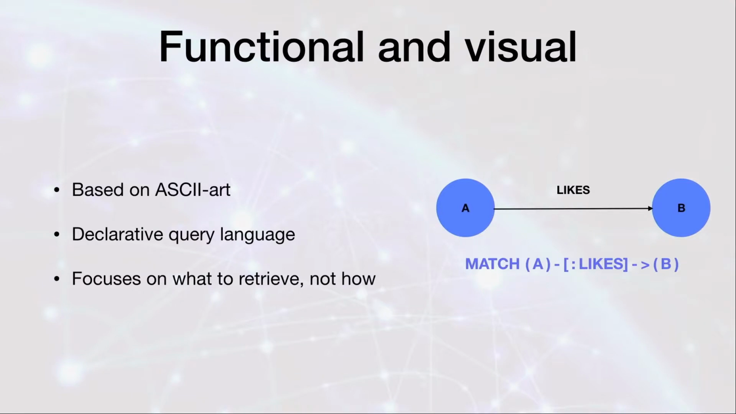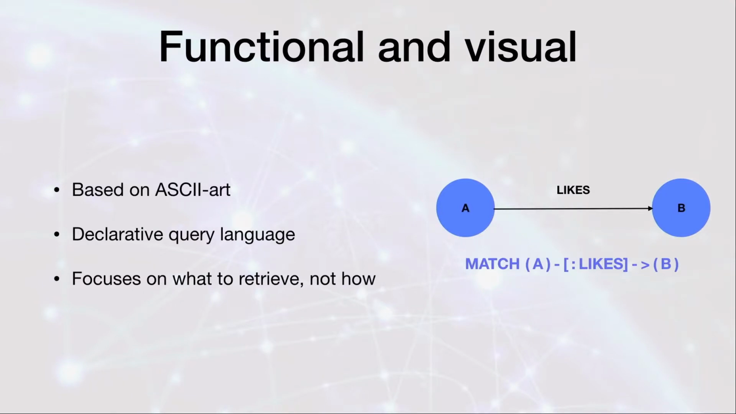So we created our Cypher query language in order to use the network and the nodes and relationships that are part of that property graph data model. So Cypher is very functional, it's very visual. It's based on ASCII art, so it does kind of look pretty, but don't be fooled, it's very powerful.